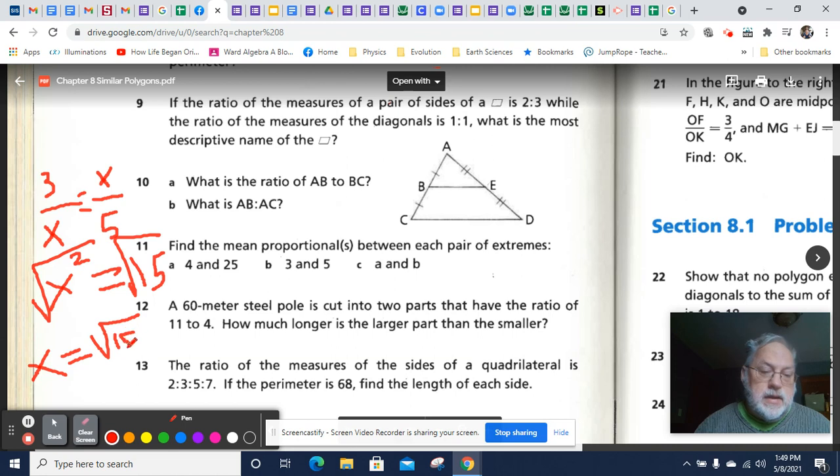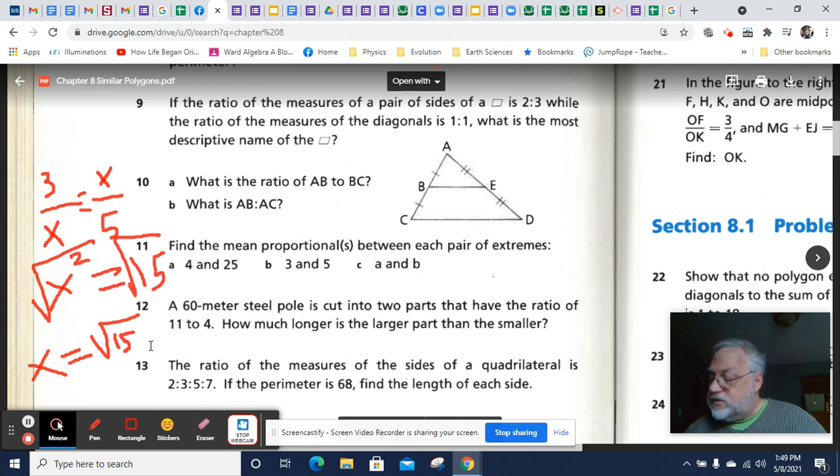Okay, and I believe it is typical to use the principal root in this case. So you could say negative square root of 15 or positive square root of 15. But if we're just dealing with the principal root, we just say the square root of 15.